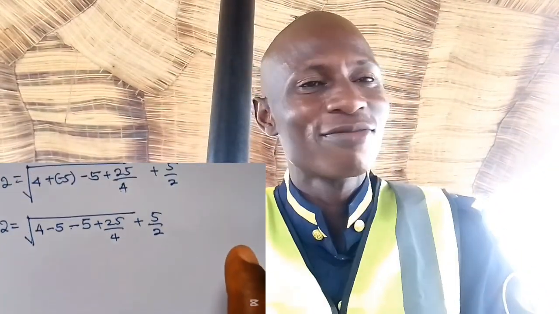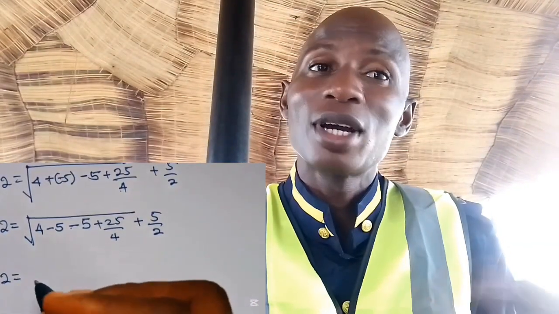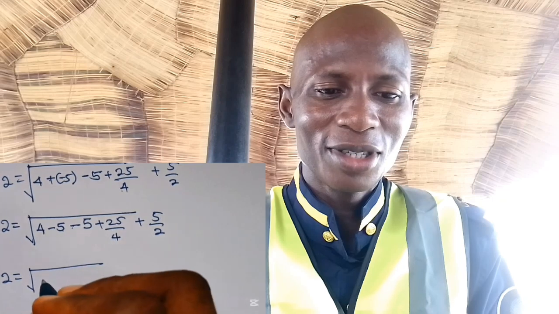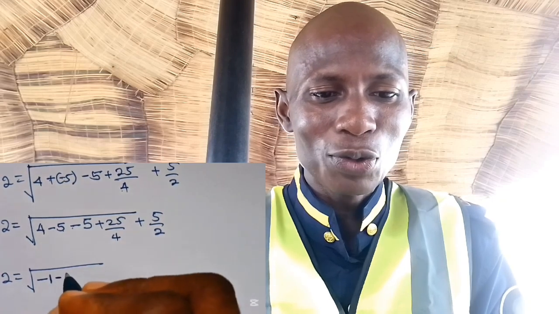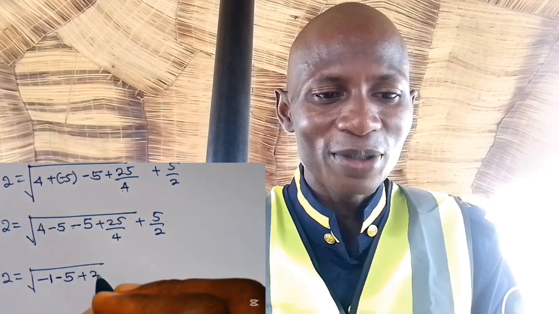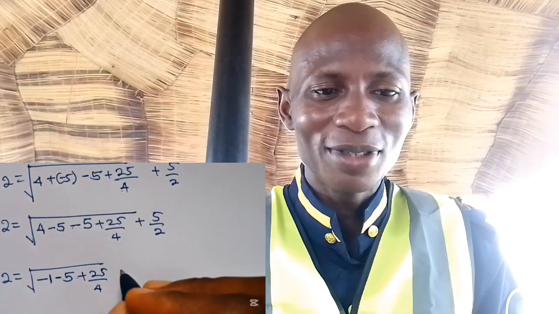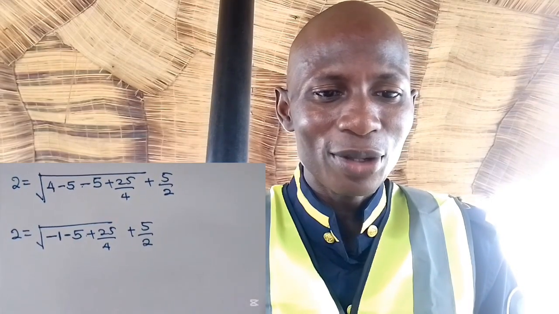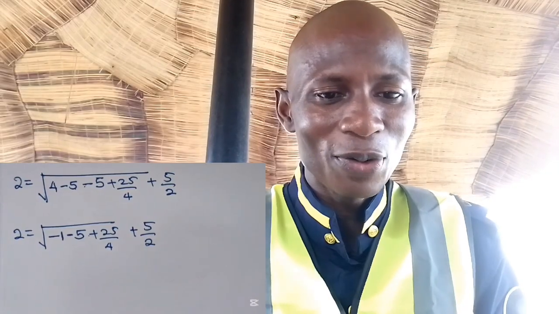That is the wrong step already. So if you don't have the new law, you cannot detect it. So you can see that the square root of 4 minus 5 will give us the result minus 1. Then minus 2 plus 25 over 4 plus 5 over 2. So now you find it. You can bring everything to the same denominator. Have you seen the mistake? Yes.